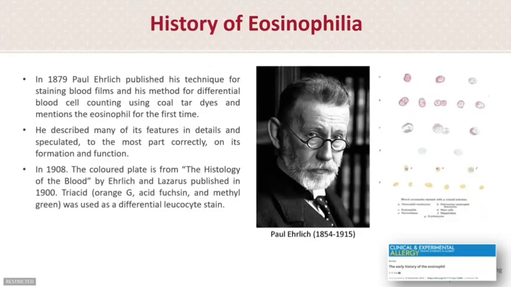Then in 1879, Paul Ehrlich published his technique of staining the blood film in his method for differential blood cell counting using coal tar dyes, and mentioned the eosinophil for the first time. This was published in the 1900s in his colored plate from The History of the Blood.